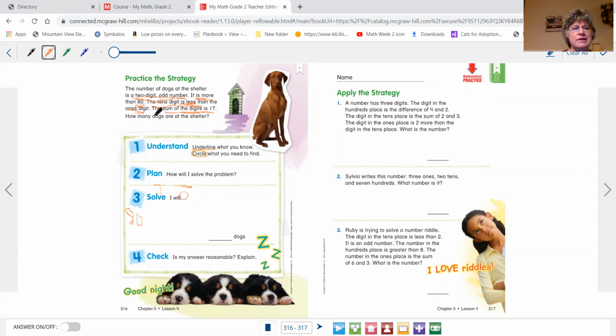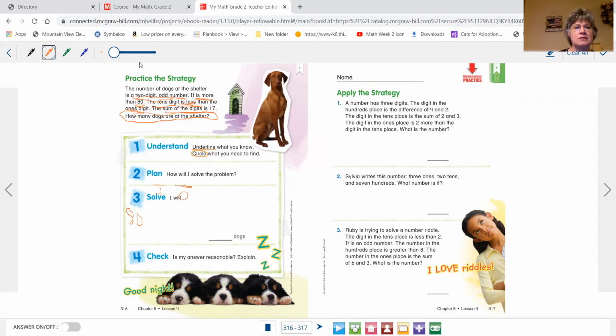All right. How many dogs are at the shelter? That is our question. We're going to review and circle. Okay, so we know that our number is 2-digit. We know that it's odd. And we know that it's more than 80. We also know the sum is 17. That's a lot to remember.